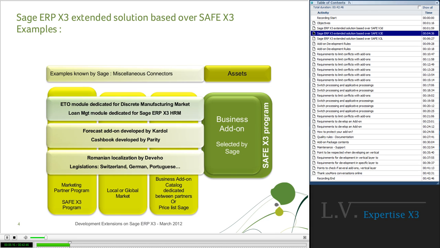And there are also the business add-ons like the Romania localization or the legislation for Switzerland. A business add-on can be dedicated to the local or global market. A business add-on can be in the business add-on catalog, dedicated between partners or on the price list page. If you want more information, you can find it on OSP.